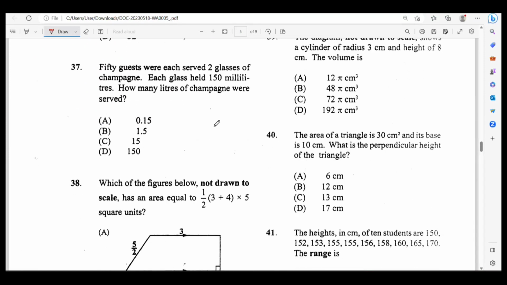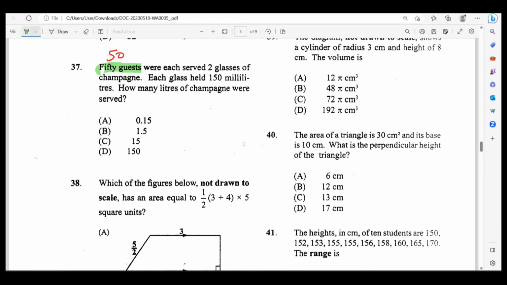37. 50 guests were served 2 glasses of champagne. Each glass held 150 milliliters. We did not get this one. All right. So take your time to figure out what it is that you're going to do. Make note of important details. We're talking about 50 guests, very important. I'm going to write the 50 there because we don't want to drop any questions.